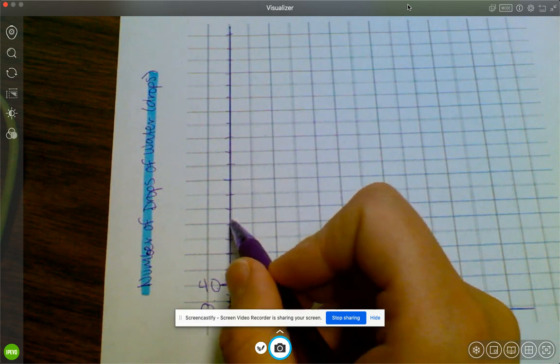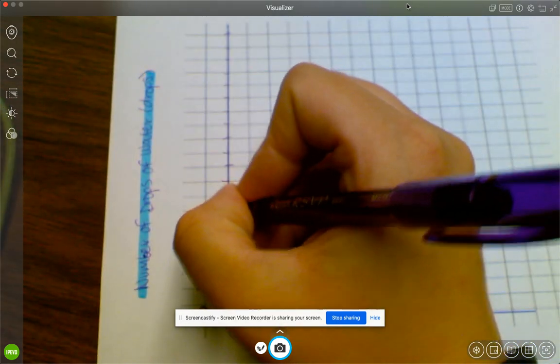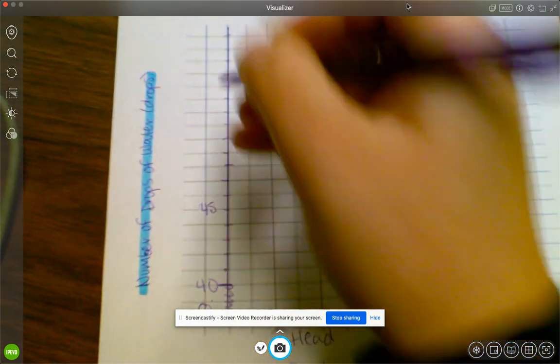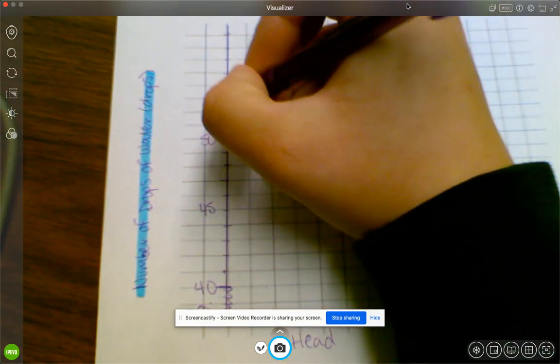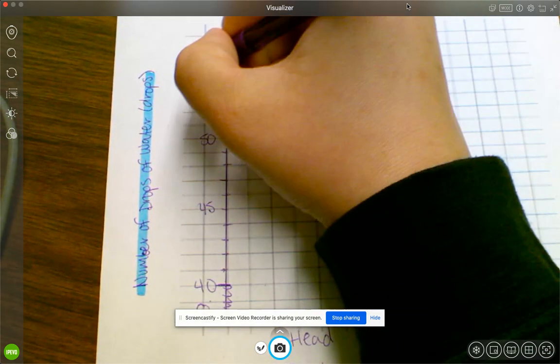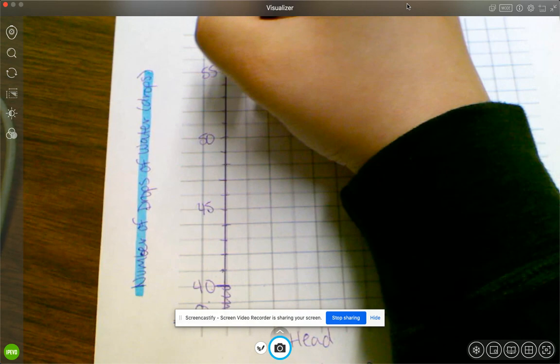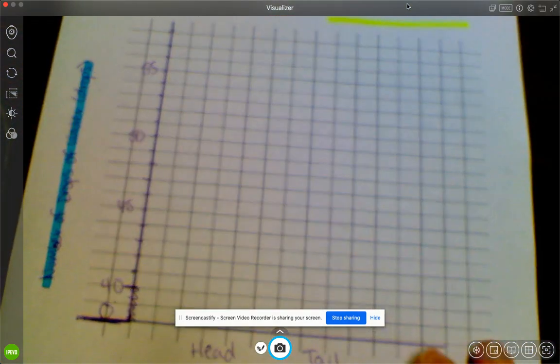So 1, 2, 3, 4. This is 45. 1, 2, 3, 4. This is 50. This is 55. And I'm just going to stop there.